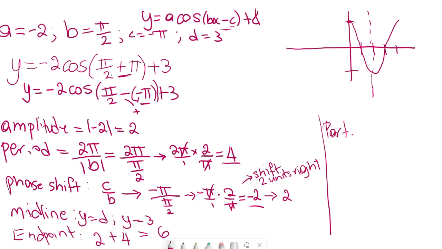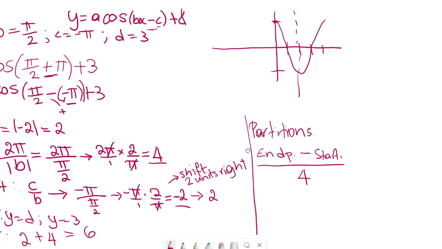Now, if we want to identify the partitions, we're going to have our endpoint minus our starting point, divided by 4, because we want 4 equal parts. So our endpoint, we said, is 6. Our starting point is 2, divided by 4. That's going to be 4 divided by 4. So I have partitions of 1.